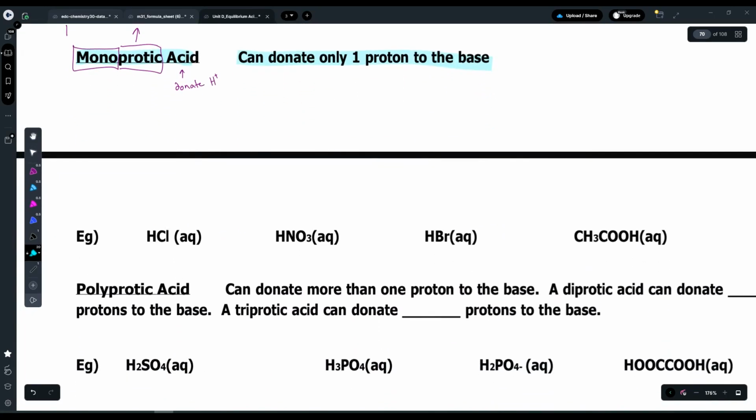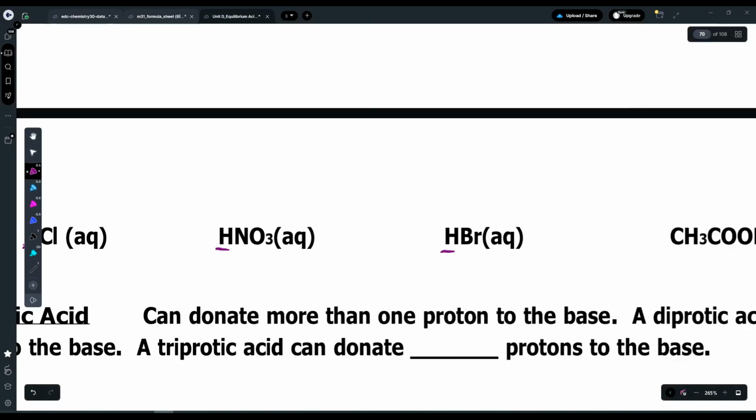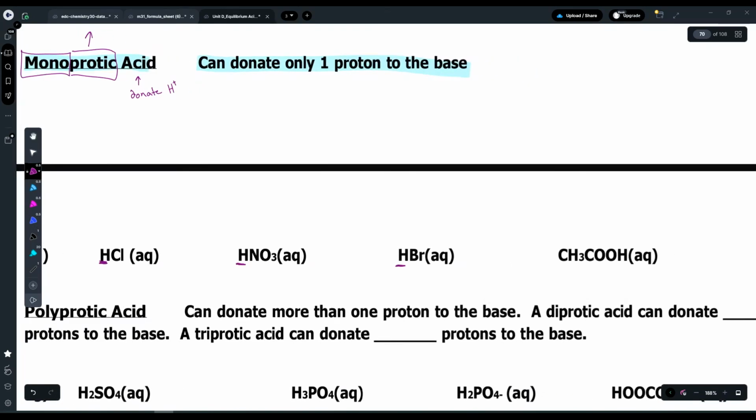Some examples of monoprotic acids are substances like hydrochloric acid. I'm just underlining the acidic hydrogen here. This would be nitric acid, hydrobromic acid, and then we have acetic acid.